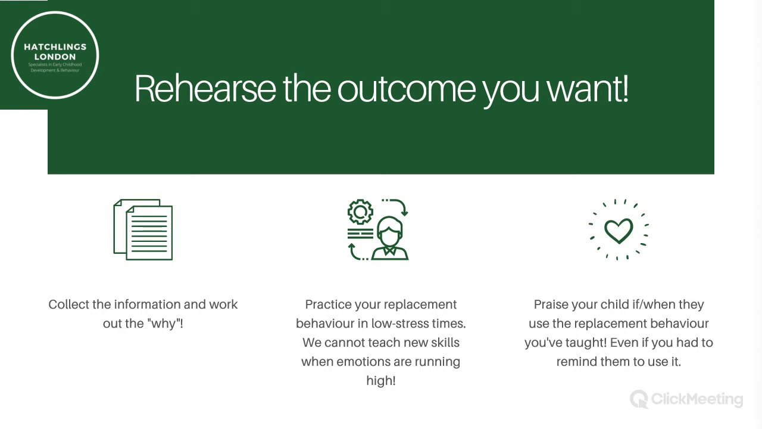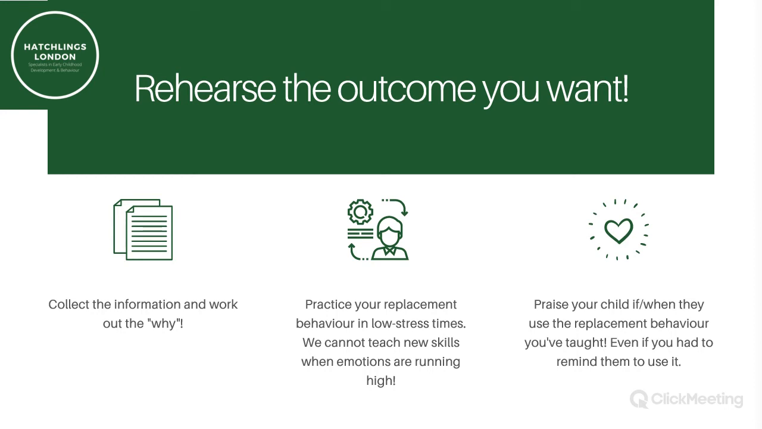And finally, you want to rehearse the outcome you want. So collect the information, the ABC data, and work out why. Why is this behavior occurring, and what is the pattern we're seeing? You could even go further in depth into looking at the time of the day when it happens. Is it during lunchtime? In a classroom, what time of the day is this occurring? So we can really see that pattern. Is it happening more and more often? And then we can really draw conclusions from that and create replacement behaviors.